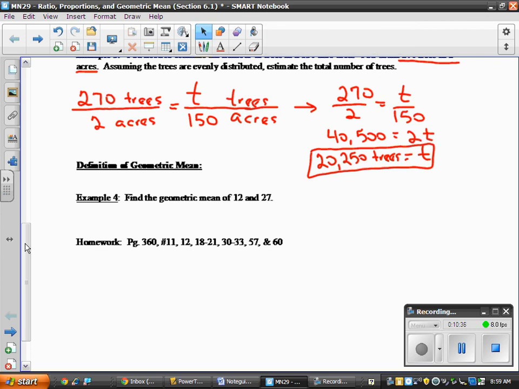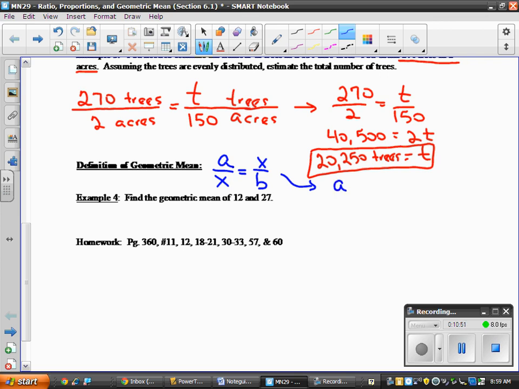I'm going to switch colors here to blue. If you have a over x, I'm going to give you a very, very general form. A over x equals x over b. And if you cross multiply this, you end up with a times b equals x times x, which is x squared. And if you want to solve for x, you would take the square root of it, and you would end up with the square root of a b.